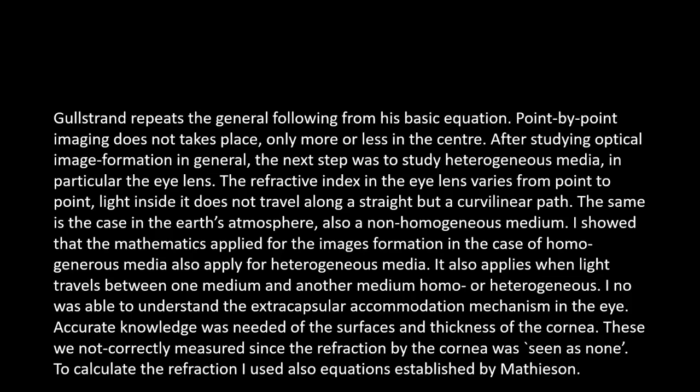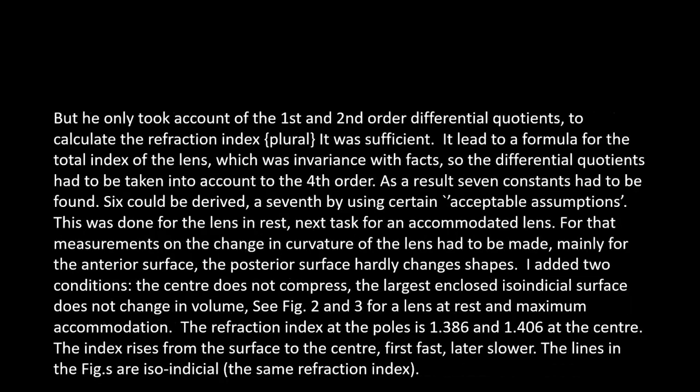I now was able to understand the extracapsular accommodation mechanism in the eye. Accurate knowledge was needed of the surface and the thickness of the cornea. These were not correctly measured, since the refraction by the cornea was seen as none. To calculate the refraction, I used equations established by Mathison. But he only took account of the first and second order differential quotients to calculate the refraction index. It was not sufficient. It leads to a formula for the total index of the lens which was in variance with facts.